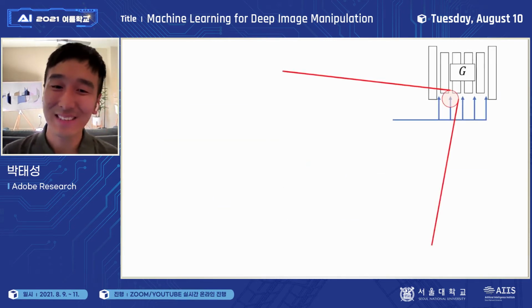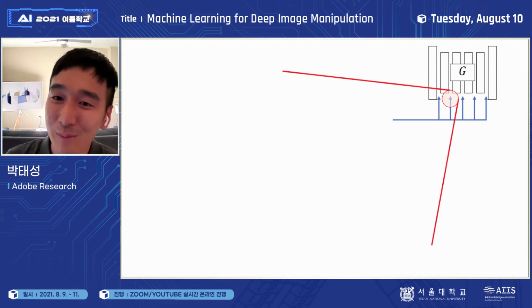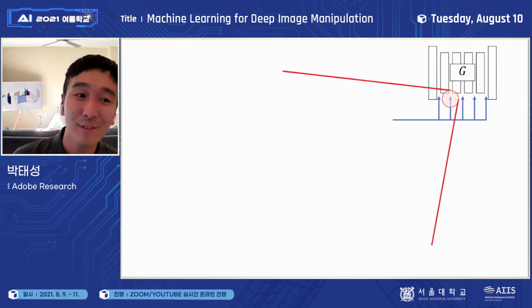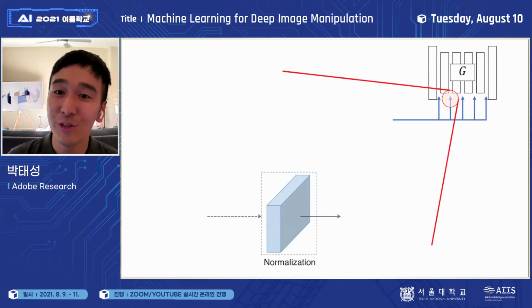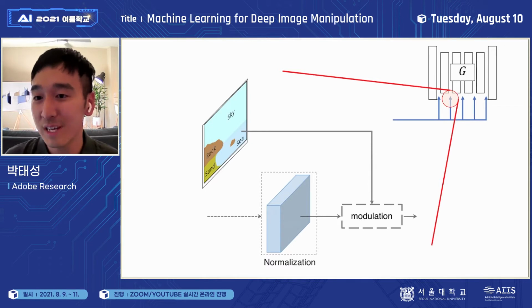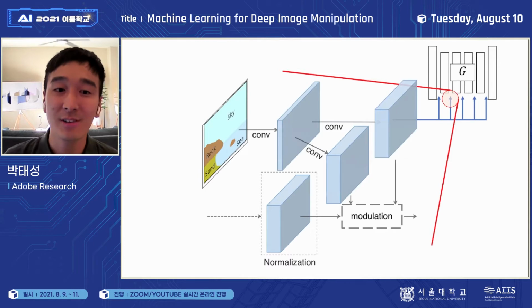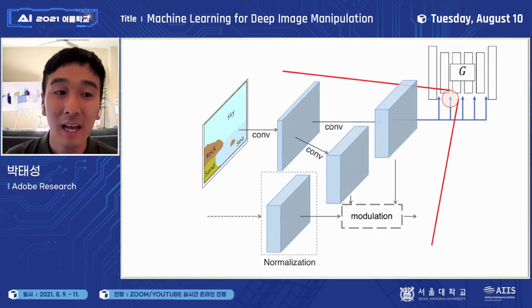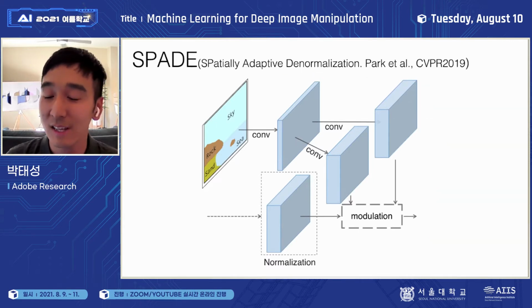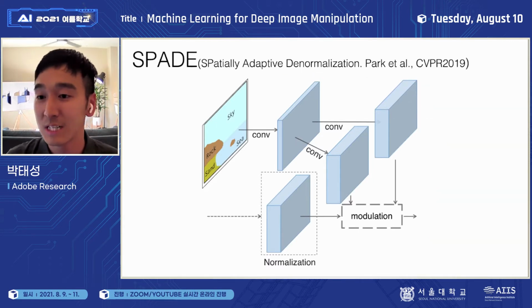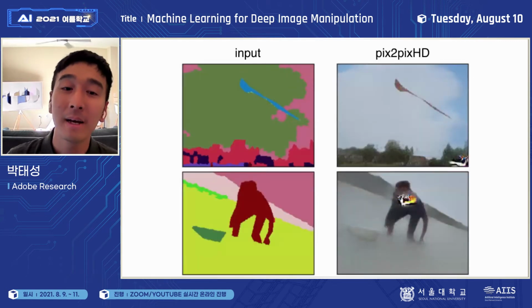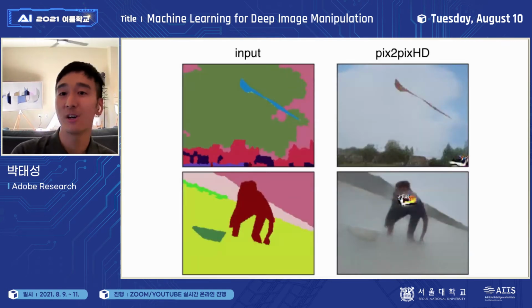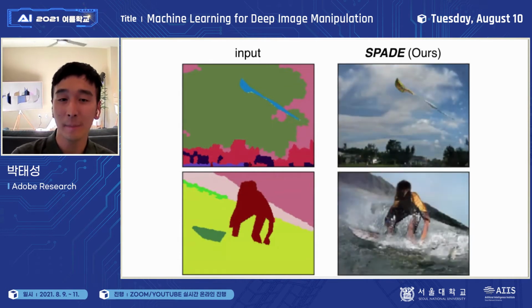So now let's take a closer look at how we provided the input signal. After normalization, we try to undo this harm by modulating the normalized activations by readjusting the mean and variance based on the input layout. The modulation is simply implemented by a few convolutional layers, and we named this module spatially adaptive denormalization, or SPADE in short. In the end, we could achieve much better realism than the previous method.